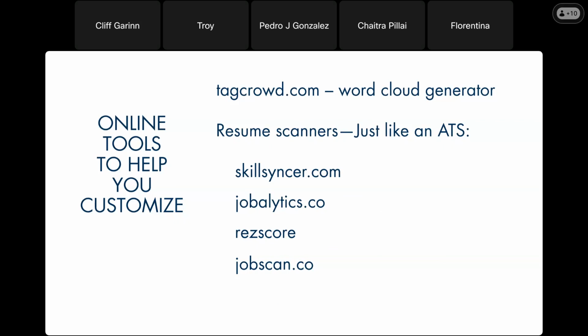That TagCrowd at the top, that's kind of a word cloud generator. We used to use those kind of back in the day. You put your resume into TagCrowd, and the words you use the most are the biggest that come up in your word cloud and things like that. It might be fun to look at, see how it works.